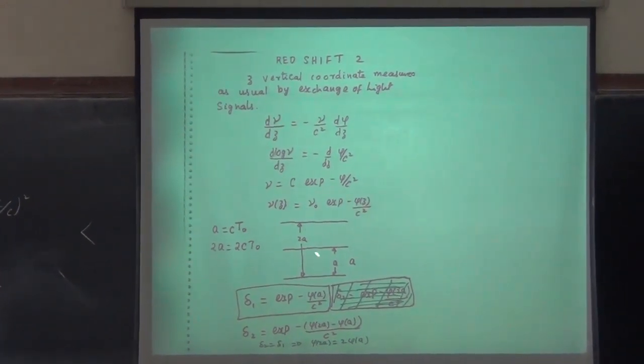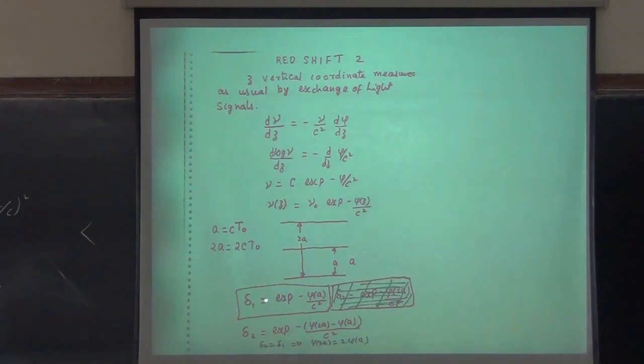Now, I want to consider an experiment where there is a clock at this height. I mean, there is an observer at this height with a clock here, another guy here, and another guy here at different heights. So this height is A, as measured by these methods. And this height is twice A.